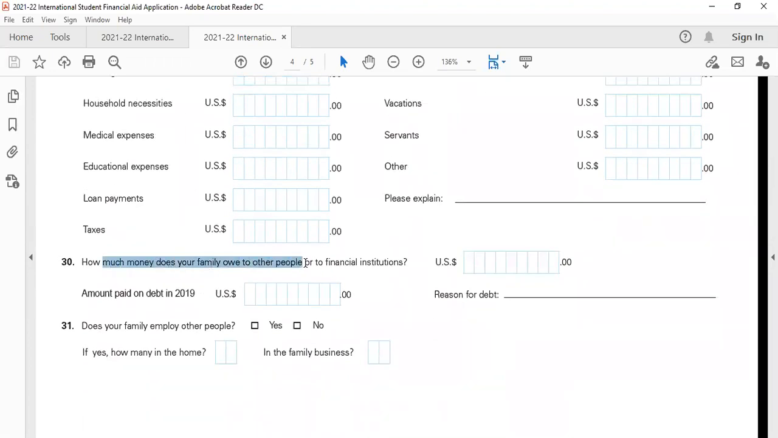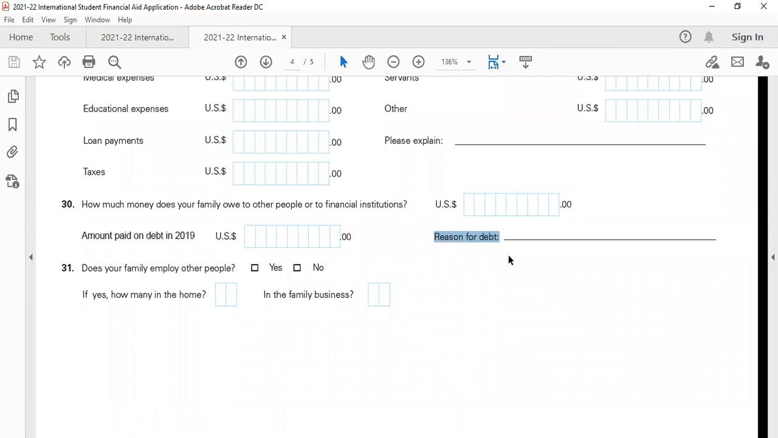How much money does your family owe to other people or to financial institutions? So if they have taken any loan, you can mention that amount here. Amount paid on debt, so how much amount did they pay upon that debt? And why did they take that loan? Was it a home loan, house loan, or education loan, or an automobile loan, or a personal loan, or any other kind of loan? So you need to mention that over here.